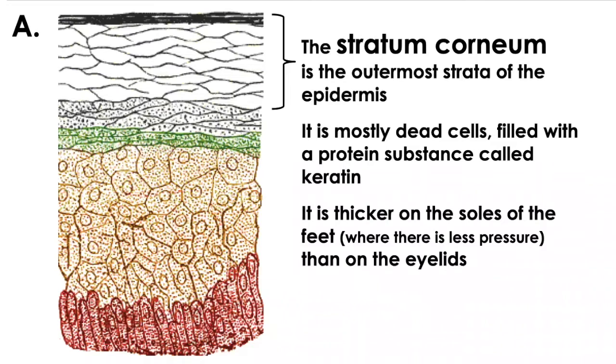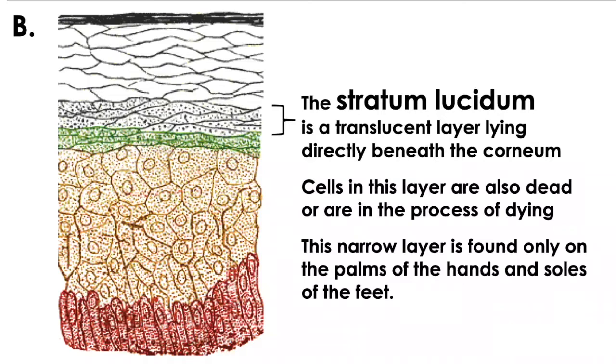It is definitely thicker, but it would not be found as thick where there's less pressure, such as your eyelids. Then we have the stratum lucidum. This layer primarily is not going to be found in other parts of the body. This translucent layer is beneath the stratum corneum, but it's primarily going to be found in the palms of the hands and soles of the feet, and this is where the cells start dying. As they start dying and become dead, they move up into the layer above.